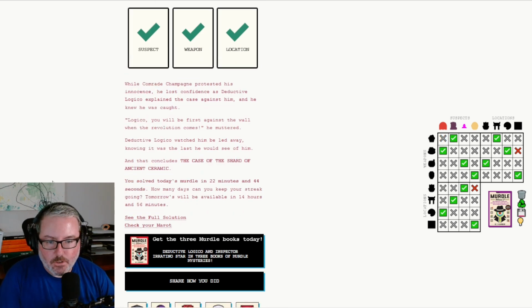So while Comrade Champagne protested his innocence, he lost confidence as Deductive Logico explained the case against him, and he knew he was caught. "Logico, you will be first against the wall when the revolution comes," he muttered. Ooh, very Soviet. Deductive Logico watched him be led away, knowing it was the last he would see of him. And that concludes the case of the shard of the ancient ceramic. And again, it says I solved it in 22 minutes, but I had this thing open for quite a while, so there we go. We've got both the mini and the regulars of the Murdles done, and in pretty quick time, actually.